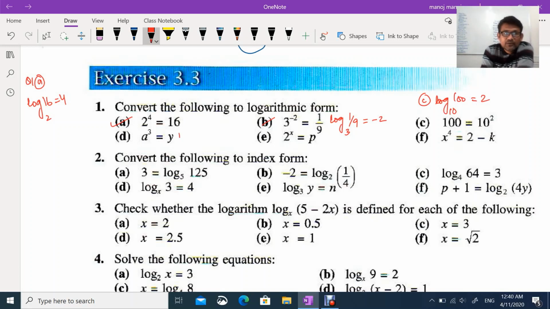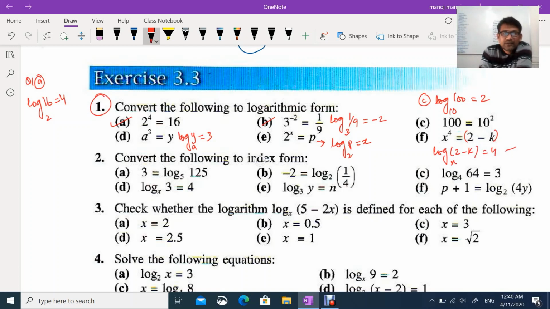Base will remain base. Log a of y is equals to 3. Here we can write log 2 of p is equals to x, and this is in bracket, just remember, log of x minus k is equals to 4, and this we have done. First part we have done.